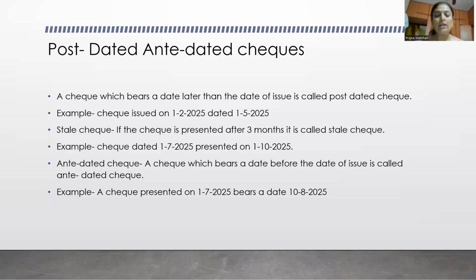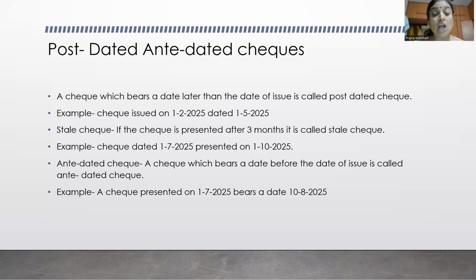Stale check. If the check is presented after 3 months, it is called a stale check. Say in case a check is dated 1/7/2025. So 3 months it is valid. You can go any day of July. You can go on any day of August or September. But when the 3 months are completed, that is on 1/10/2025, it becomes stale. So 3 months are over and now the payment cannot be made.